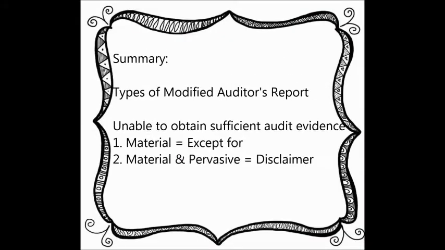Types of modified auditor's report. Unable to obtain sufficient appropriate audit evidence, or limitation of scope, or uncertainty. 1. If the effect is material, then use except for. 2. If the effect is so material and pervasive, then use disclaimer.